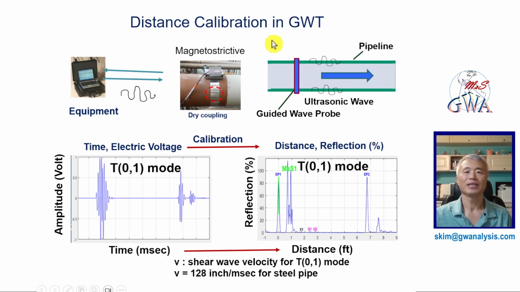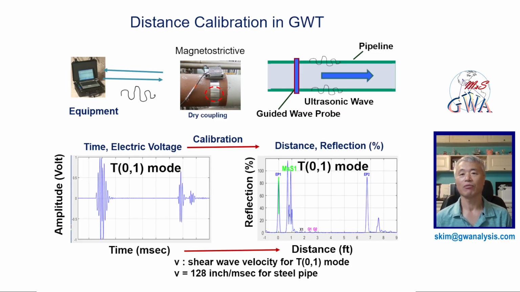Now let's talk about distance calibration in guide wave testing. The velocity of T01 mode is used for distance calibration of a report. All guide wave equipment only records time and electric voltage. In the reporting process, we need to calibrate the distance by inserting the velocity of the transmitted wave.